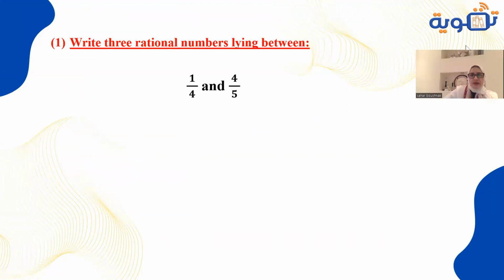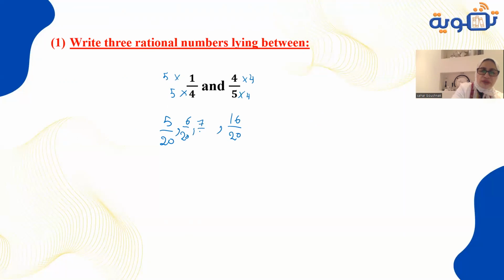Now he tells me to find or write 3 rational numbers between these two numbers. In the beginning, I must make them the same denominator. So I'll multiply 5 here, up and down. So it will be 5 over 20. And this one will be 16 over 20. Now, between them, I will get 6 over 20, 7 over 20, and 8 over 20. So these are the three rational numbers lying between them.